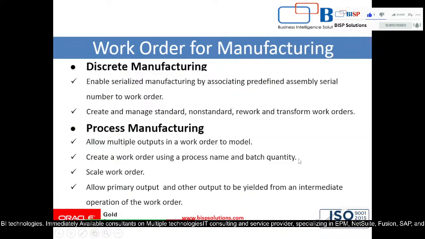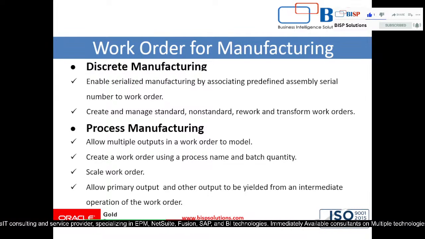Now let's move to the next slide, that is work order for manufacturing. So we already know that we have two types of manufacturing. One is discrete manufacturing, one is process manufacturing. And what is the difference between them? We already saw in our last sessions, right?